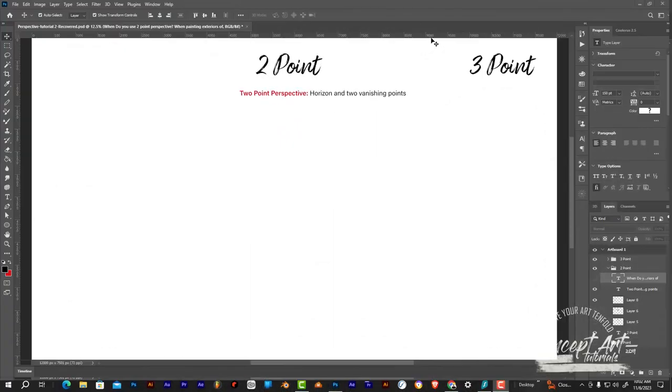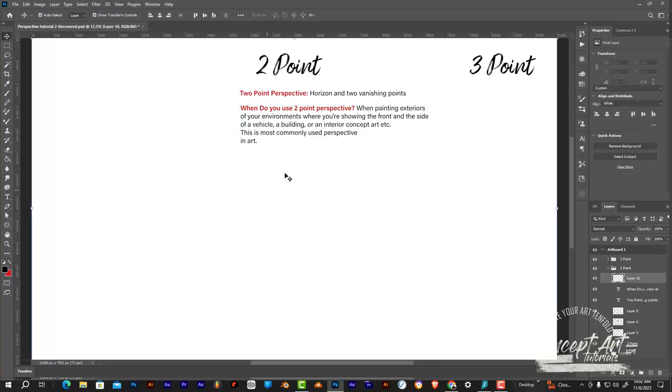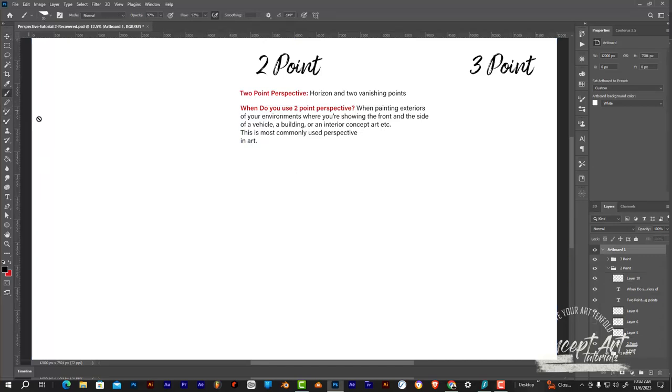So what is a two-point perspective? Two-point perspective is when you have a horizon and you have two vanishing points instead of one. And when do you use it? You use two-point perspective when painting exteriors of your environments, when you're showing the front and the side of a vehicle, a building, or an interior concept art. And this is the most commonly used perspective in art. And let me show you how.